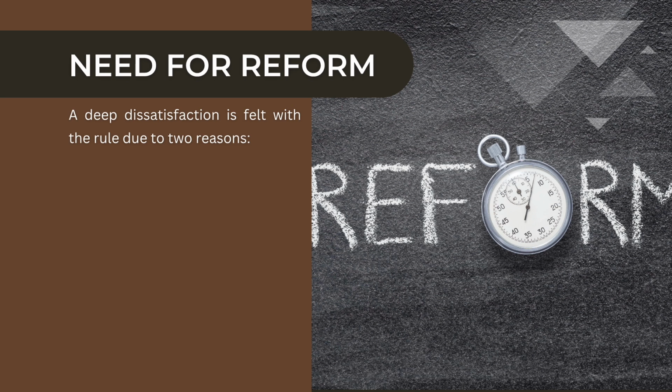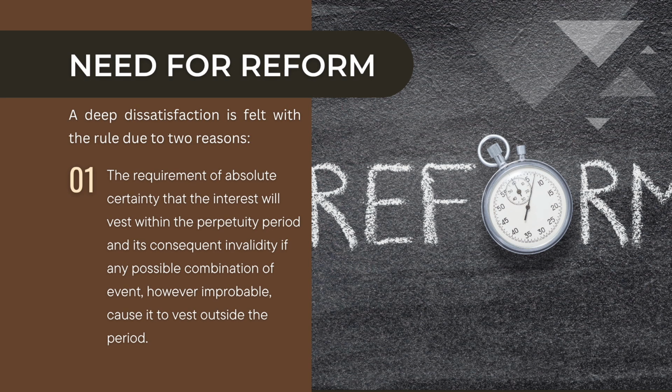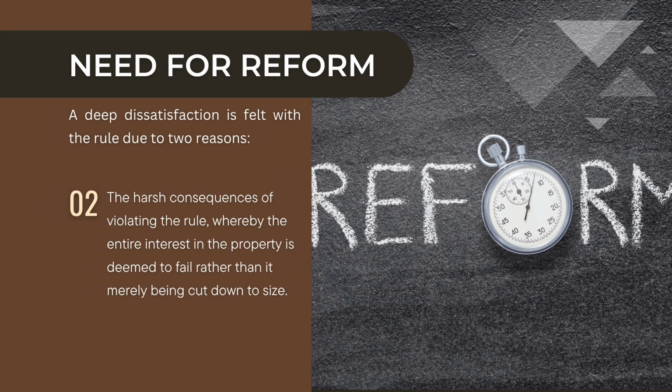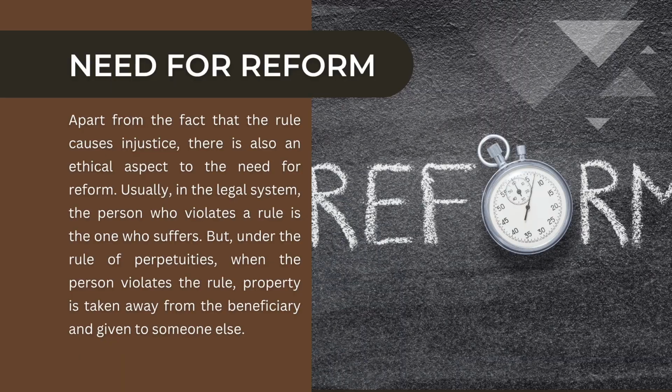A deep dissatisfaction is felt with the rule due to two reasons. Firstly, the requirement of absolute certainty that the interest will vest within the perpetuity period, and its consequent invalidity if any possible combination of event, however improbable, cause it to vest outside the period. Secondly, the harsh consequences of violating the rule, whereby the entire interest in the property is deemed to fail rather than it merely being cut down to size. As a result, there is a general agreement that a statutory reform of the rule is necessary, apart from the fact that the rule causes injustice.